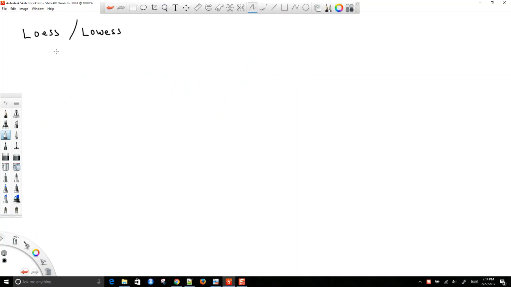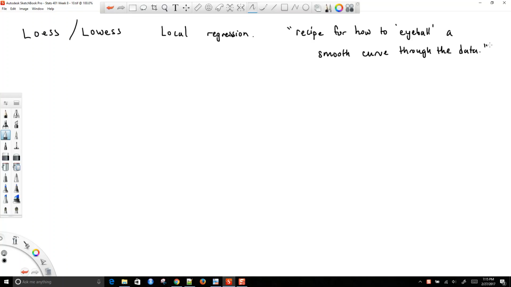Okay, and really, local regression is pretty much like you're giving a recipe on how to eyeball a smooth curve through the data. Okay, you can think of it that way, right? You can think of it as kind of similar in concept to having a running mean.